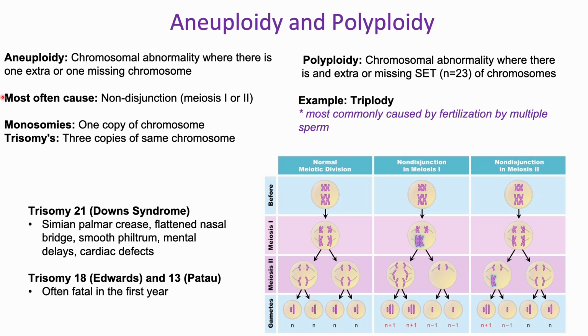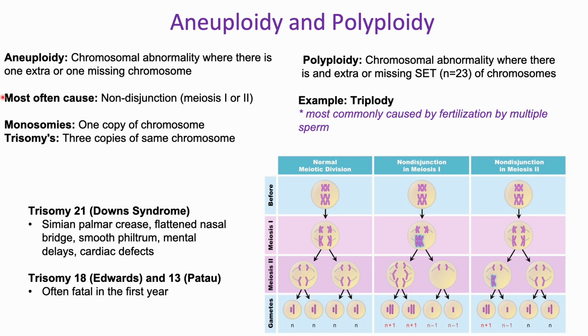You'll learn about these later in your studies, but for now I want to point out trisomy 21's definitive features involve the simian palmar crease, a flattened nasal bridge, a smooth philtrum, which is the area right above the upper lip, mental delays, and cardiac defects. Trisomy 18 and 13 both have features that are important to recognize on tests. However, for this video, we're just going to say that often these cases are fatal within their first year of life, and most other trisomies are not going to support life.